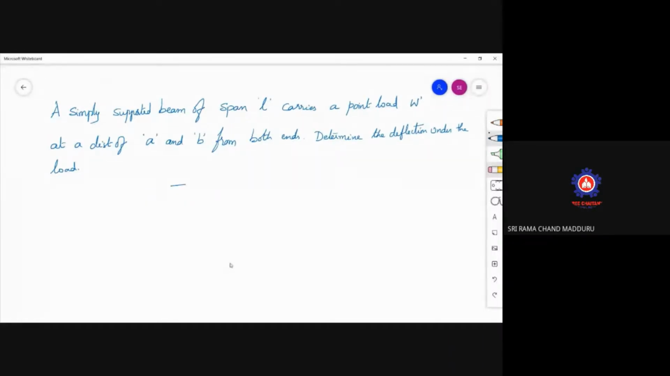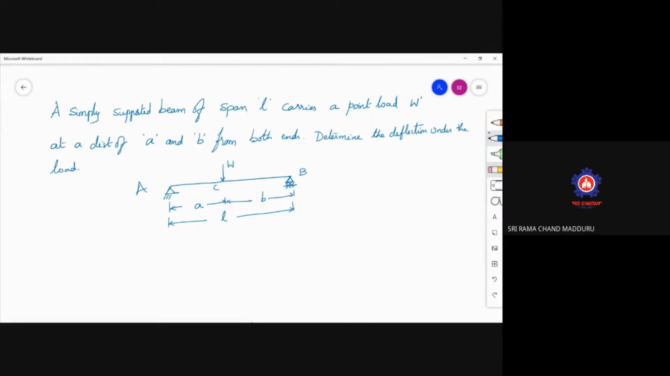Which is being subjected to a concentrated load of W at a distance of A from the left end and at a distance of B from the right end. The entire span of the beam is L. Now it is asked to calculate the deflection under C.